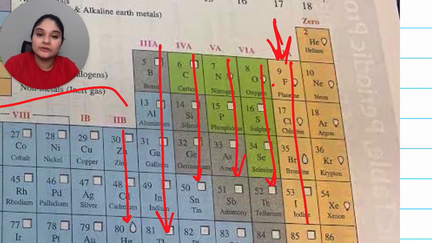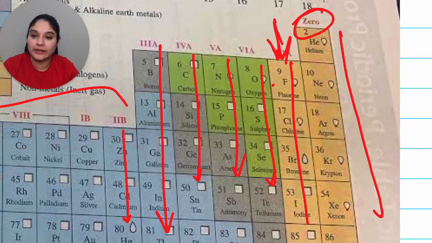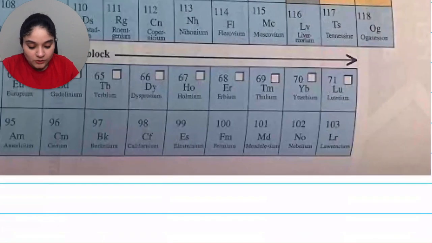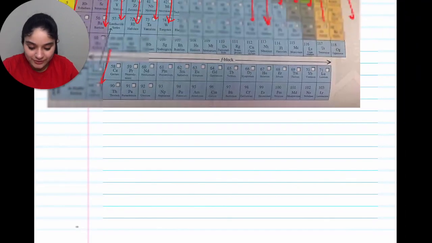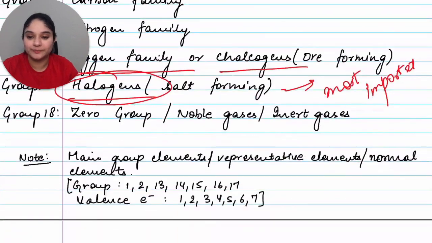The last one is called the zero group or the inert gases, or noble gases. This is your last group, in which the electronic configuration is completely satisfied. So they are more balanced and not unstable in nature. Okay, so let's move ahead further. This is our basic understanding of the various groups.